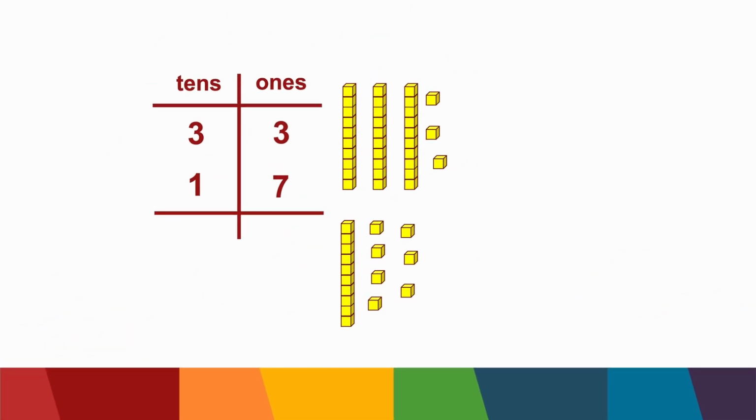Here we have 33 plus 17. We start in the ones column. 3 plus 7 equals 10. 10 is actually 1 ten and 0 ones. So we have to give the 1 ten to the tens column. We carry down the 0. Now we go to the tens column and we add 1 plus 3 plus 1 is 5. 33 plus 17 equals 50.